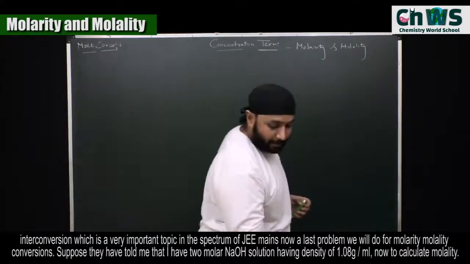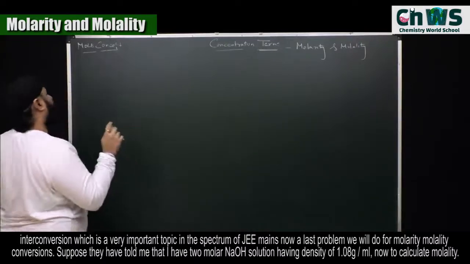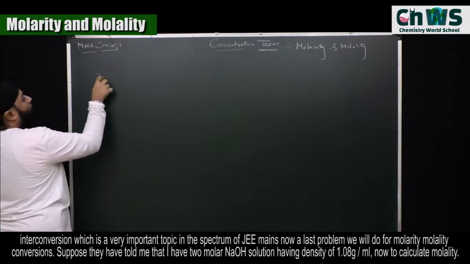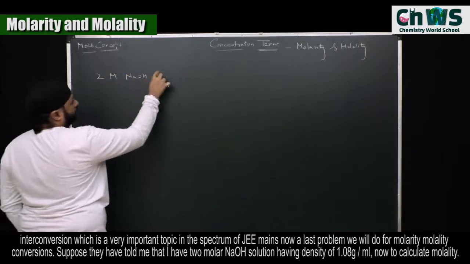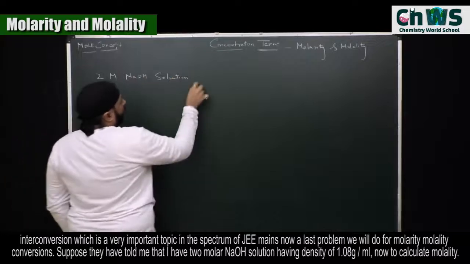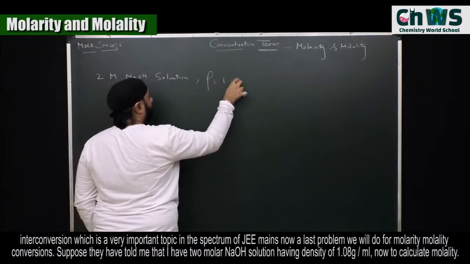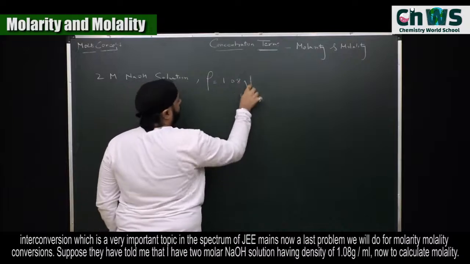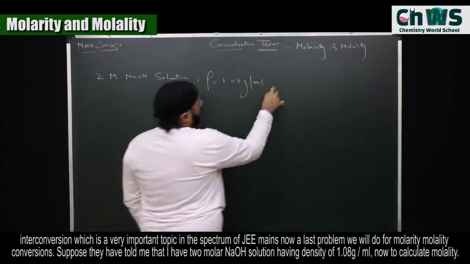Suppose they have told me that I have a 2 molar NaOH solution having density of 1.08 gram per ml. Now I have to calculate the molality.